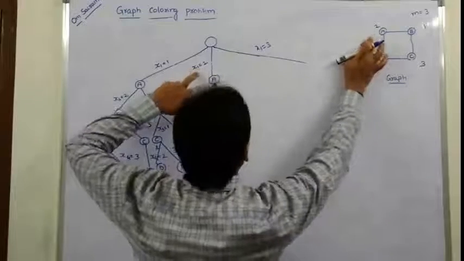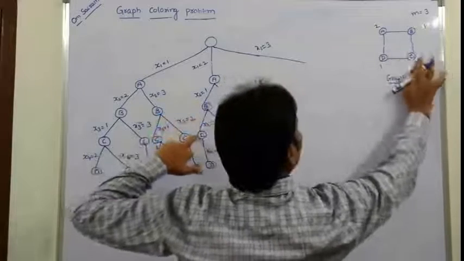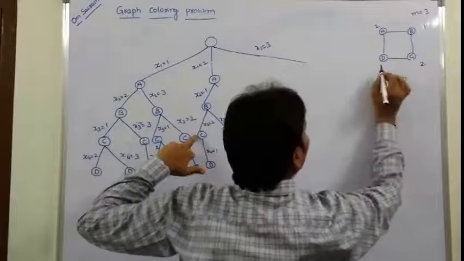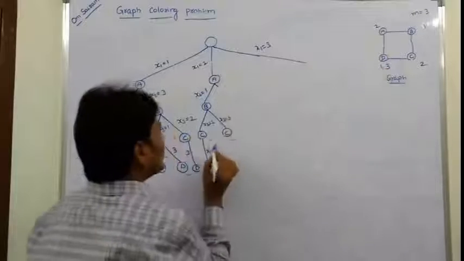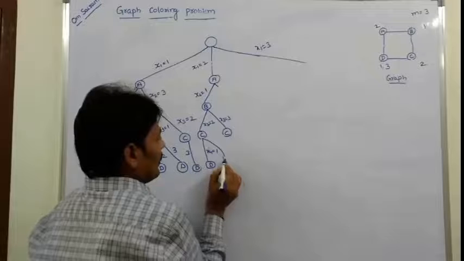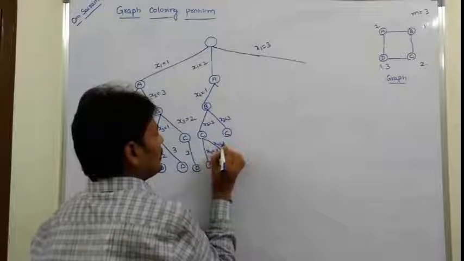Vertex A is filled with the second color. Vertex B is filled with the first color. Vertex C is filled with the second color. What are the possible colors we are using for vertex D? 1 and 3. So x4 is equal to 3.